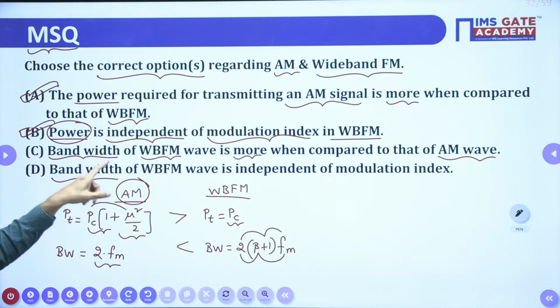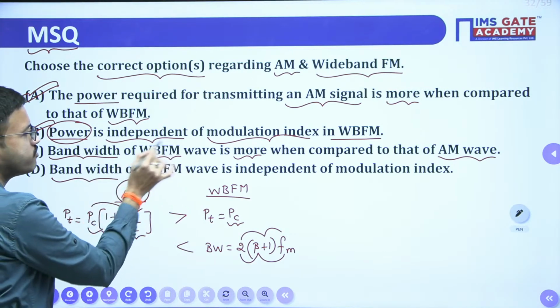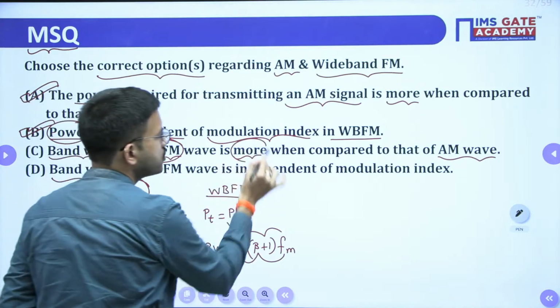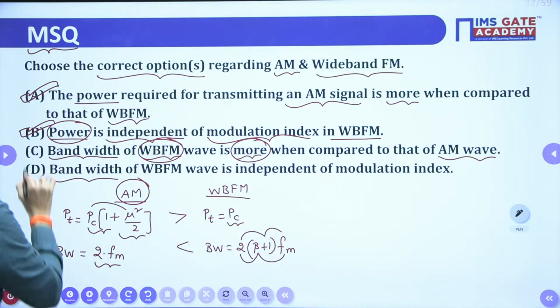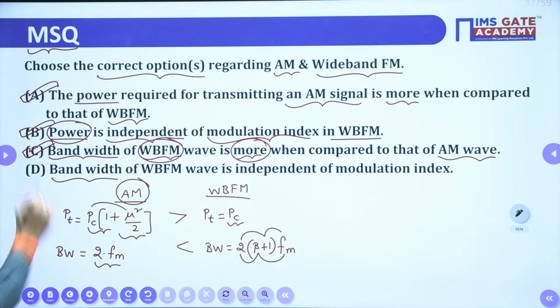The statement they have mentioned, bandwidth of wideband FM is more when compared to that of AM, so that means option C is also correct.